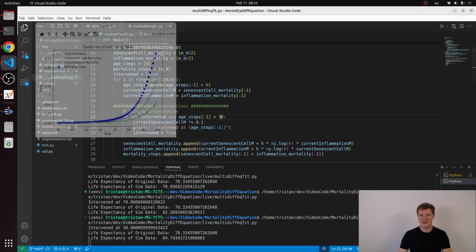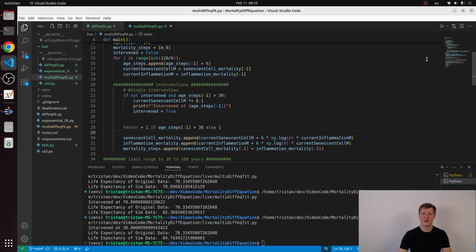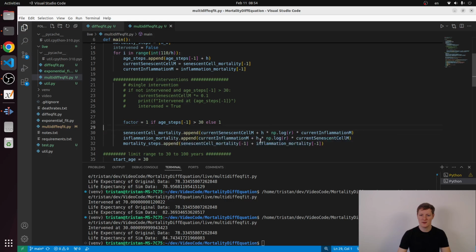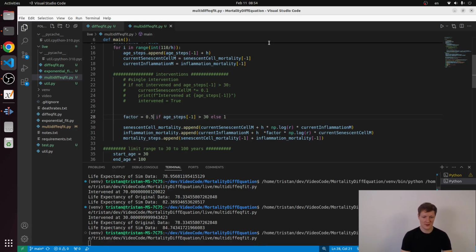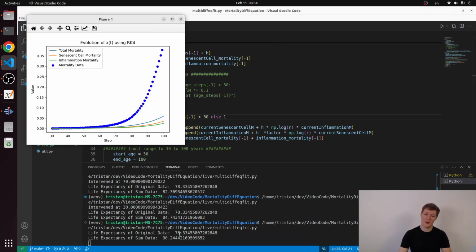The same thing, of course, I can do with, for example, slowdown of aging. So if I copy paste in a factor in here, basically a slowdown factor, and I just multiply this in here to my current inflammation, or maybe just let's put it into senescent cells, just to keep it a bit more constant. So let's say over the age of 30, I have got a slowdown factor of a half.